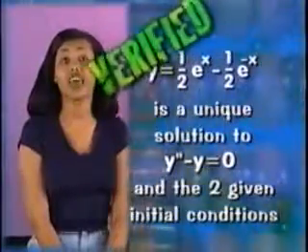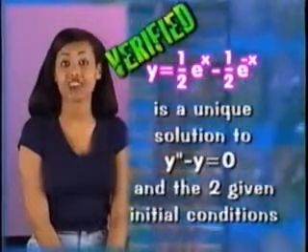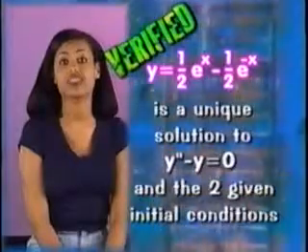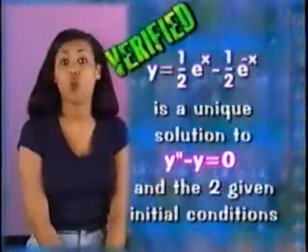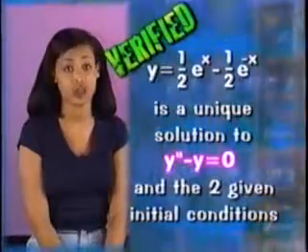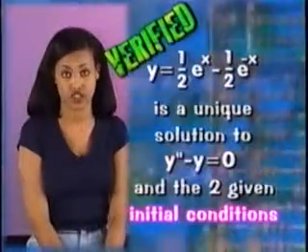And thus, we have verified that y equals 1/2 e to the x minus 1/2 e to the negative x is indeed a unique solution to the differential equation y double prime minus y equals 0, and the two given initial conditions.